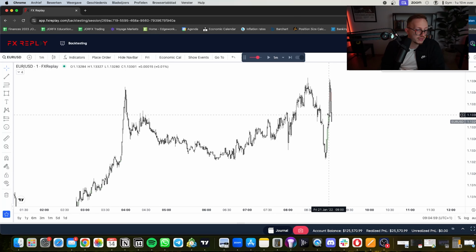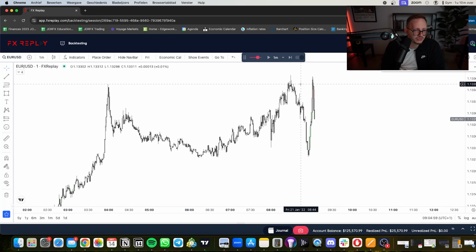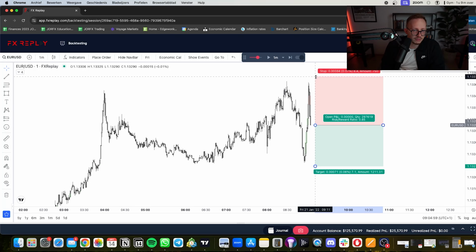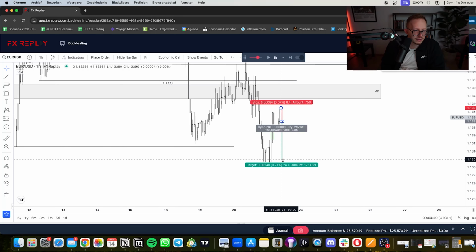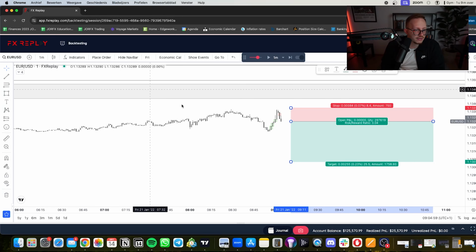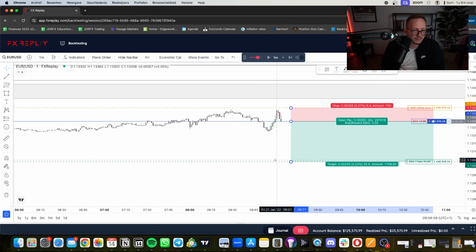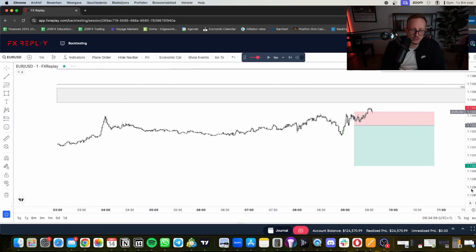And in theory we could enter already because we already have this market structure shift. So that's also what I'm going to do. I'm going to take this as my entry. This is my stop above the highs, and I will be targeting these lows right here. Let's take the entry, place order 1%, market order. Okay, we are stopped out unfortunately.